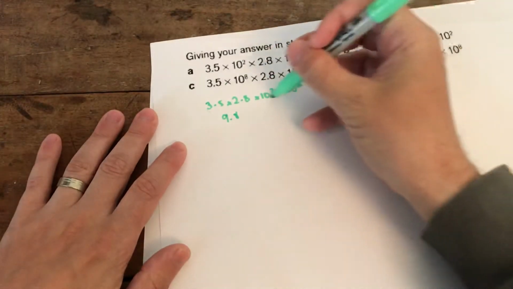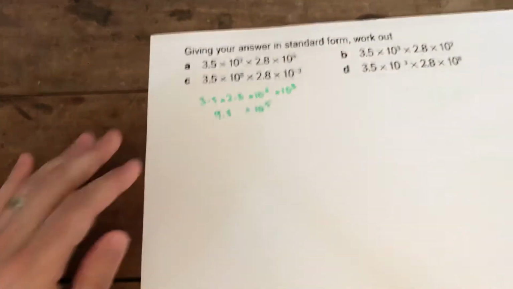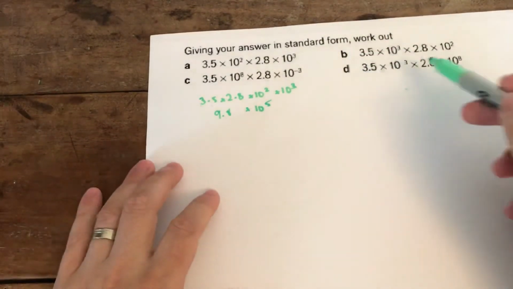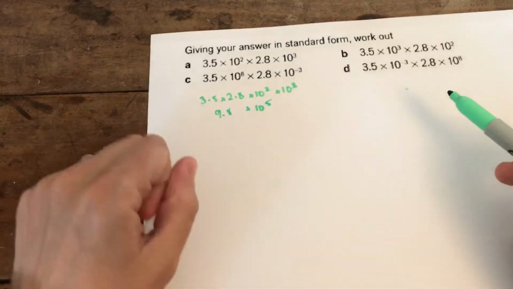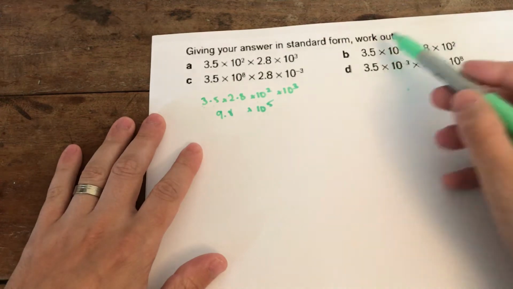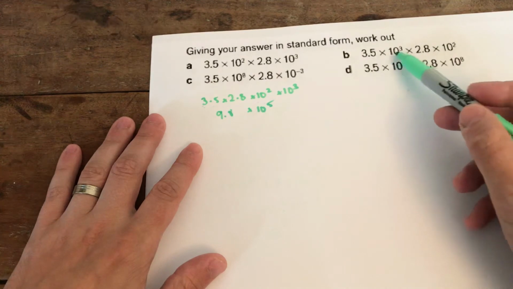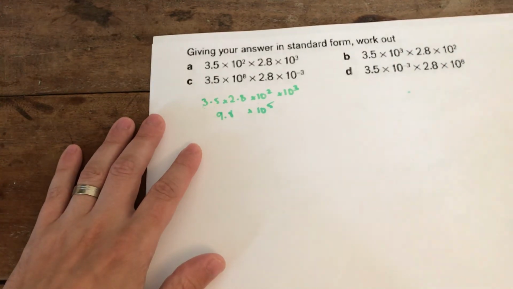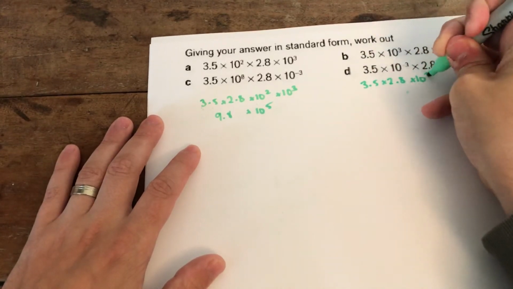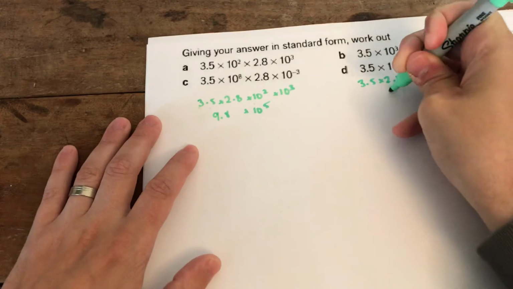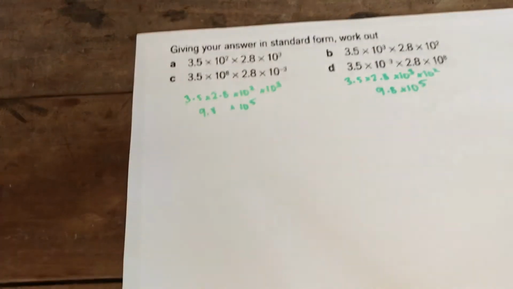What we then do is we have a look at these here. We add our powers and we do 10 to the power of 5. So what we should find for every other one of these questions, it's going to be 9.8 times 10 to the power of something. And again, our powers are reversed, and I would expect my answer to be 9.8 times 10 to the power of 5 because the powers have been reversed. So we do 3.5 times 2.8 times 10 to the power of 3 times 10 to the power of 2. And it gives us 9.8 times 10, when we add these together, to the power of 5.